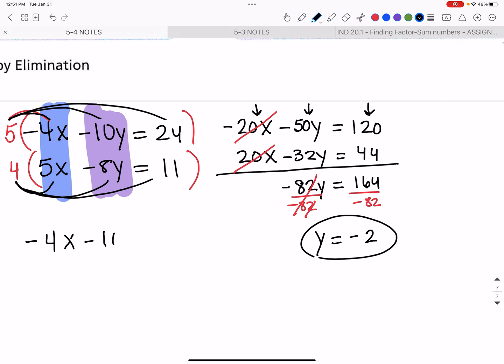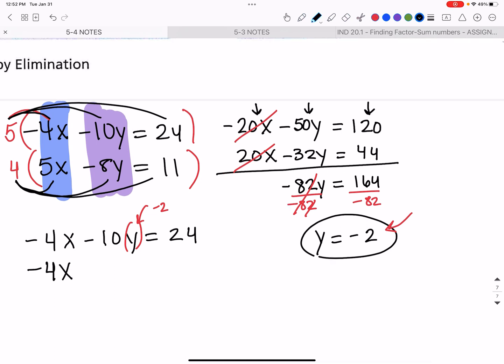-4x minus 10y equals 24. Okay, that's that top equation. Now, what do I know? I now know that y is negative 2. So where there's a y, I'm going to put parentheses, and I'm going to substitute a negative 2 in there. And when I do that, I get negative 4x minus 10 times negative 2 equals 24. Negative 4x, and negative 10 times a negative 2 is a positive 20.